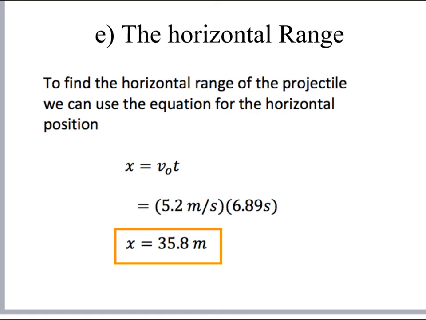The last part of this problem was to find the horizontal range. That was the x distance. So this thing is shot off of a cliff, it hits the ground down below, and we want to know how far in the x direction it travels. And so we use our x kinematics equation. x is v naught t, and actually that should be v naught x times t. And we plug in our v naught x, and we plug in our t, and we get 35.8 meters, and that's how far it goes.